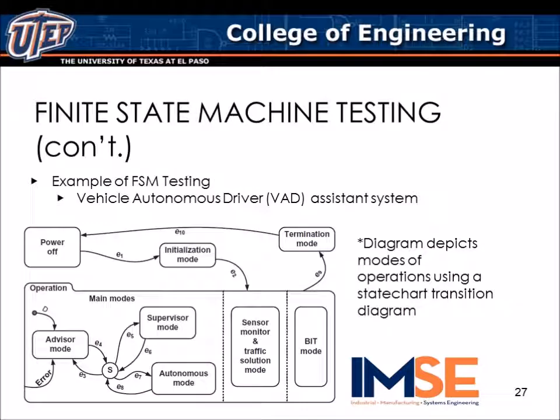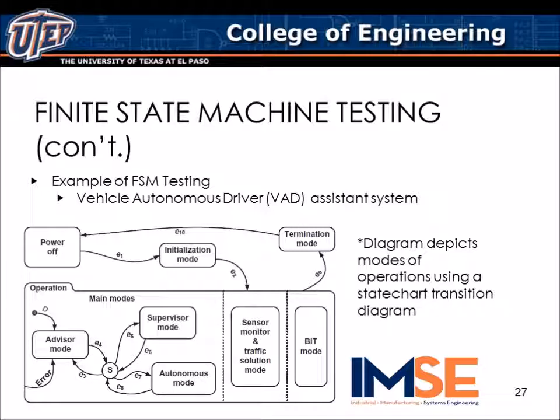The following slide is an example of FSM testing. The diagram displays a vehicle autonomous driver assistance system. In the diagram, all transitions are mapped out and connected to each other. The first transition would be power off mode, the initial state of the system, where the vehicle is non-operational. Next, it will go into the initialization mode. Here, the VAD performs all initialization processes.